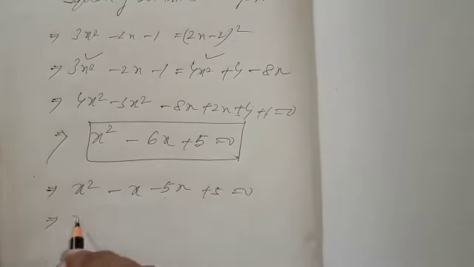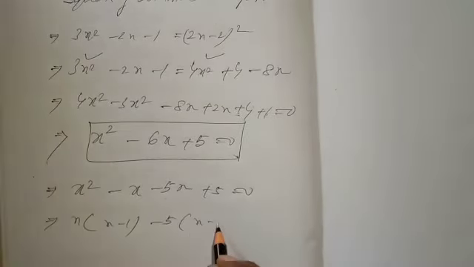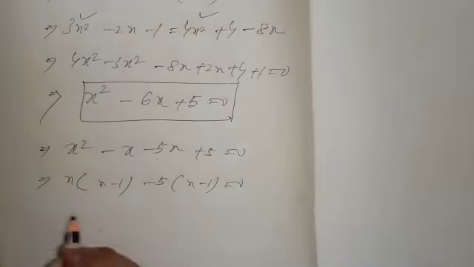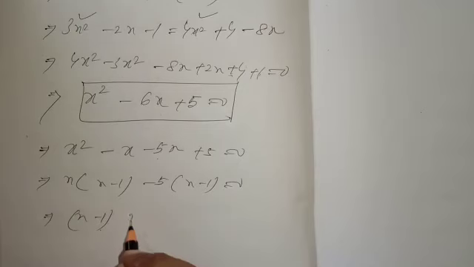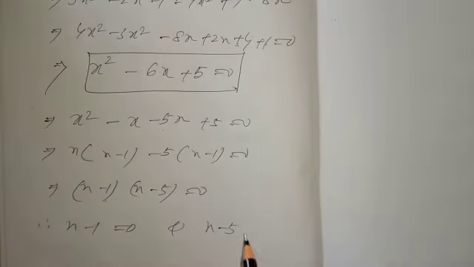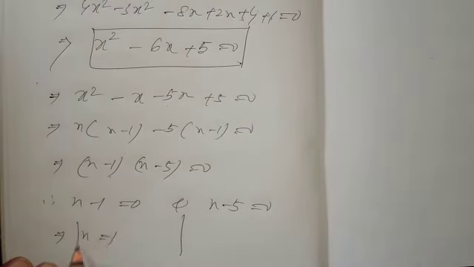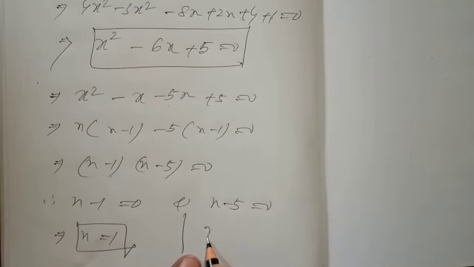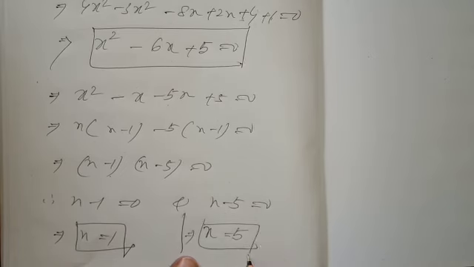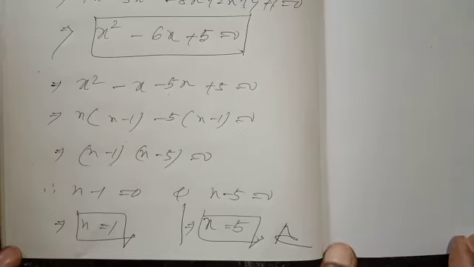Take x common from the first two terms. X minus 1, minus 5 taken common, x minus 1 equal to 0. X minus 1 taken outside, and here x minus 5 left equal to 0. Therefore, from the first bracket, that is x minus 1 equal to 0, and second bracket, that is x minus 5 equal to 0. Finally, what are you getting? That means here x is equal to 1, and from the second bracket x minus 5 equal to 0, that means x equal to how much? 5. Okay. So what is the answer? The answer is x is equal to 1 and x is equal to 5.